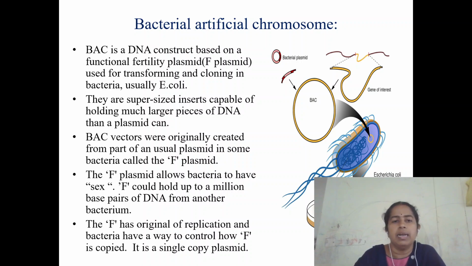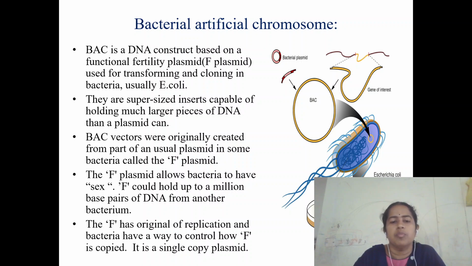The bacterial artificial chromosomes are constructed based on functional fertility plasmid, usually used in transforming and cloning of bacteria, that is E. coli. Supersized inserts capable of holding large pieces of DNA that plasmids cannot hold can be inserted, and this is originally created from part of the plasmid in some bacteria called as F plasmid.